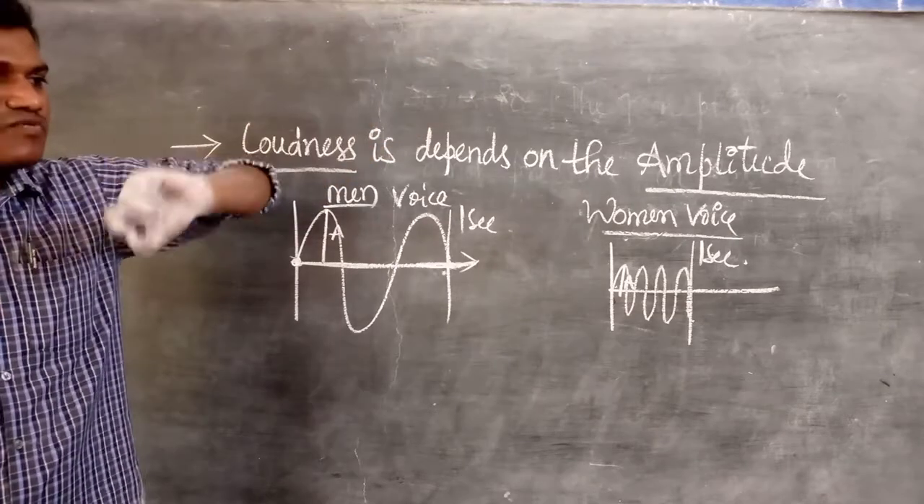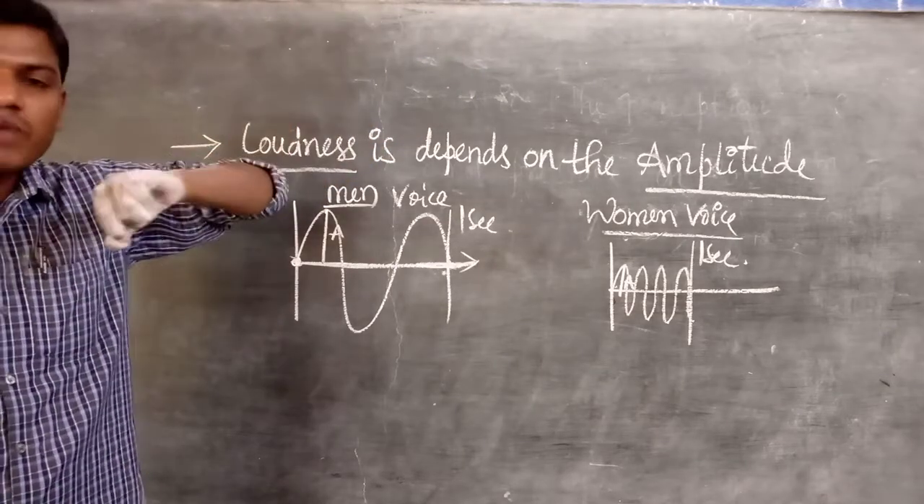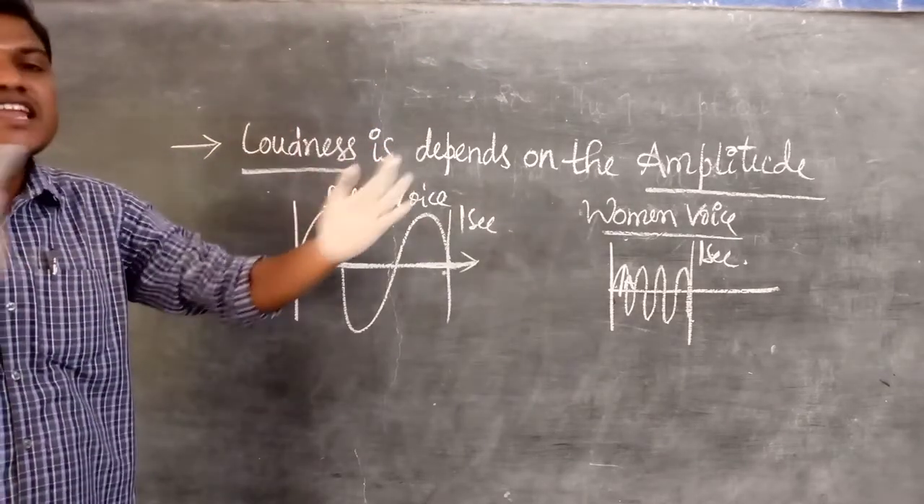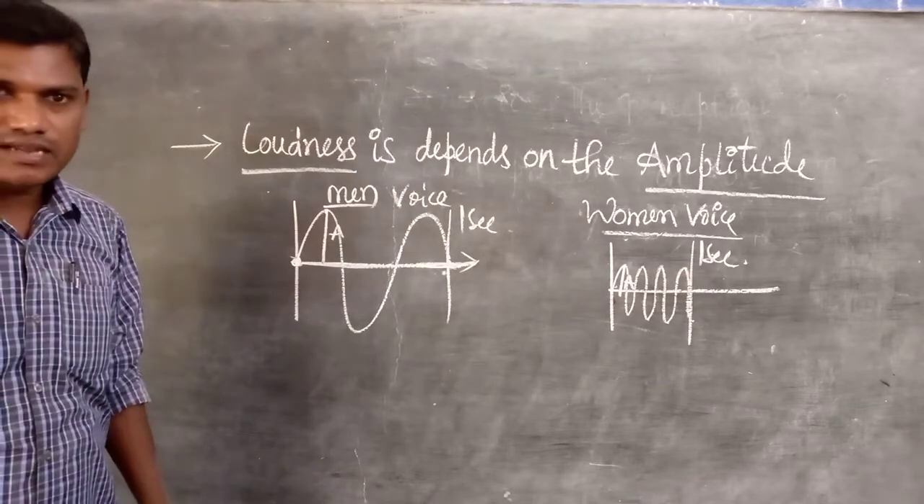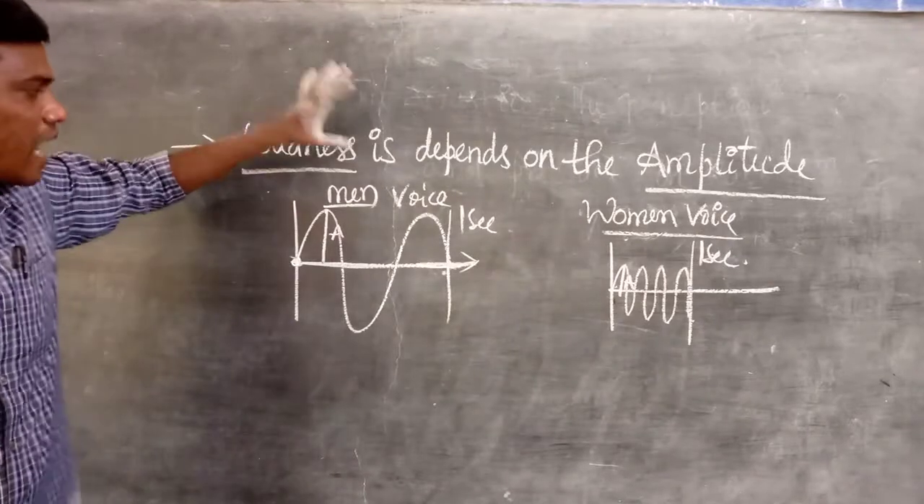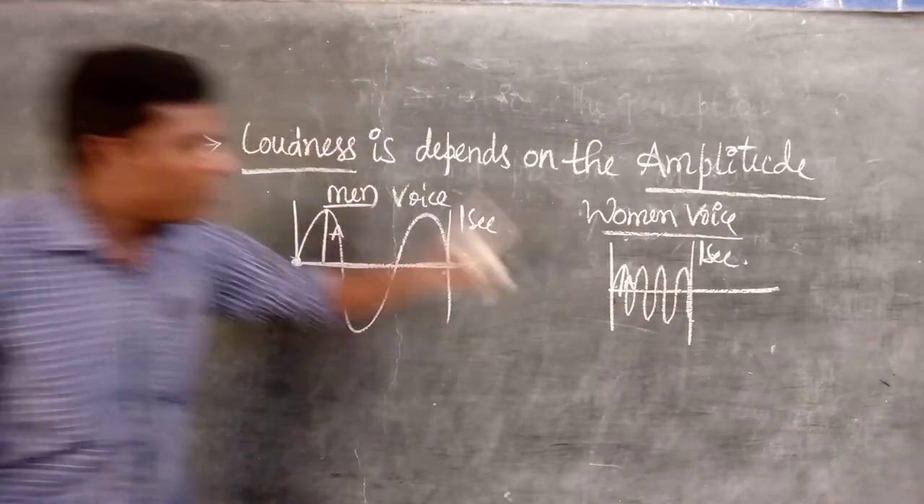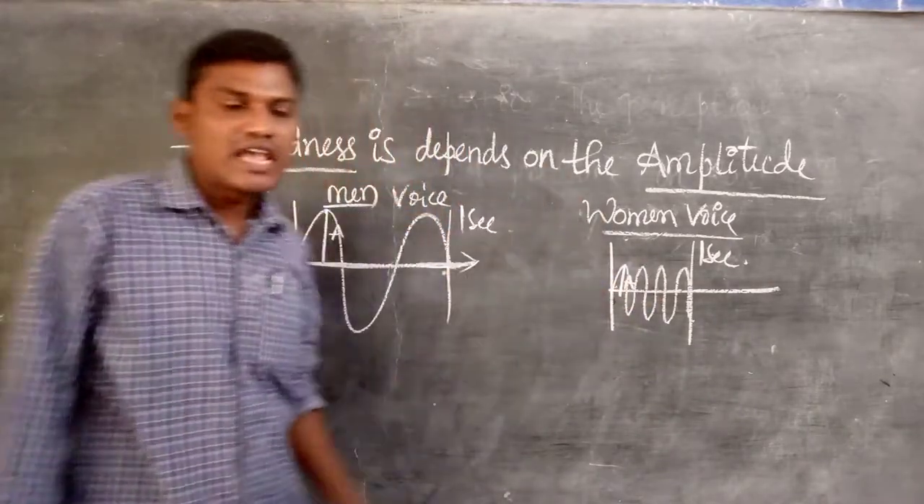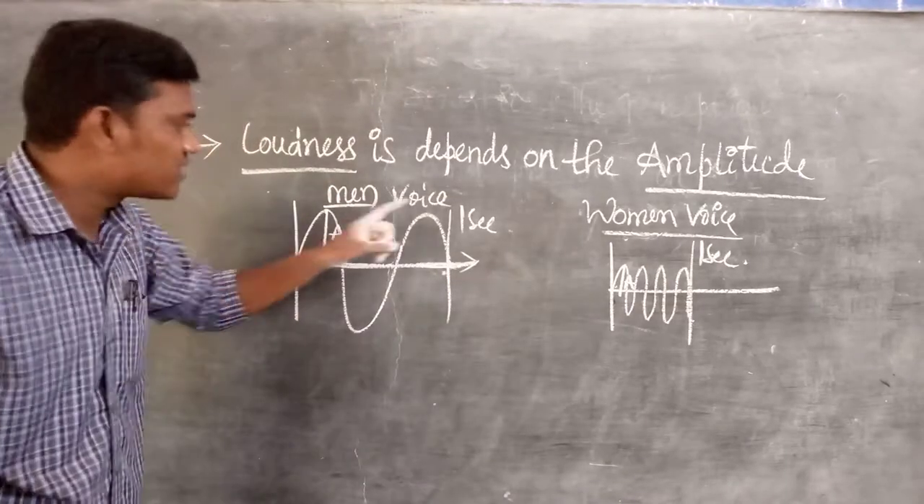So listen, if the frequency is more, it covers less distance. If the amplitude is less for a single wave, it covers a lesser distance. If the amplitude is more, it covers more distance.